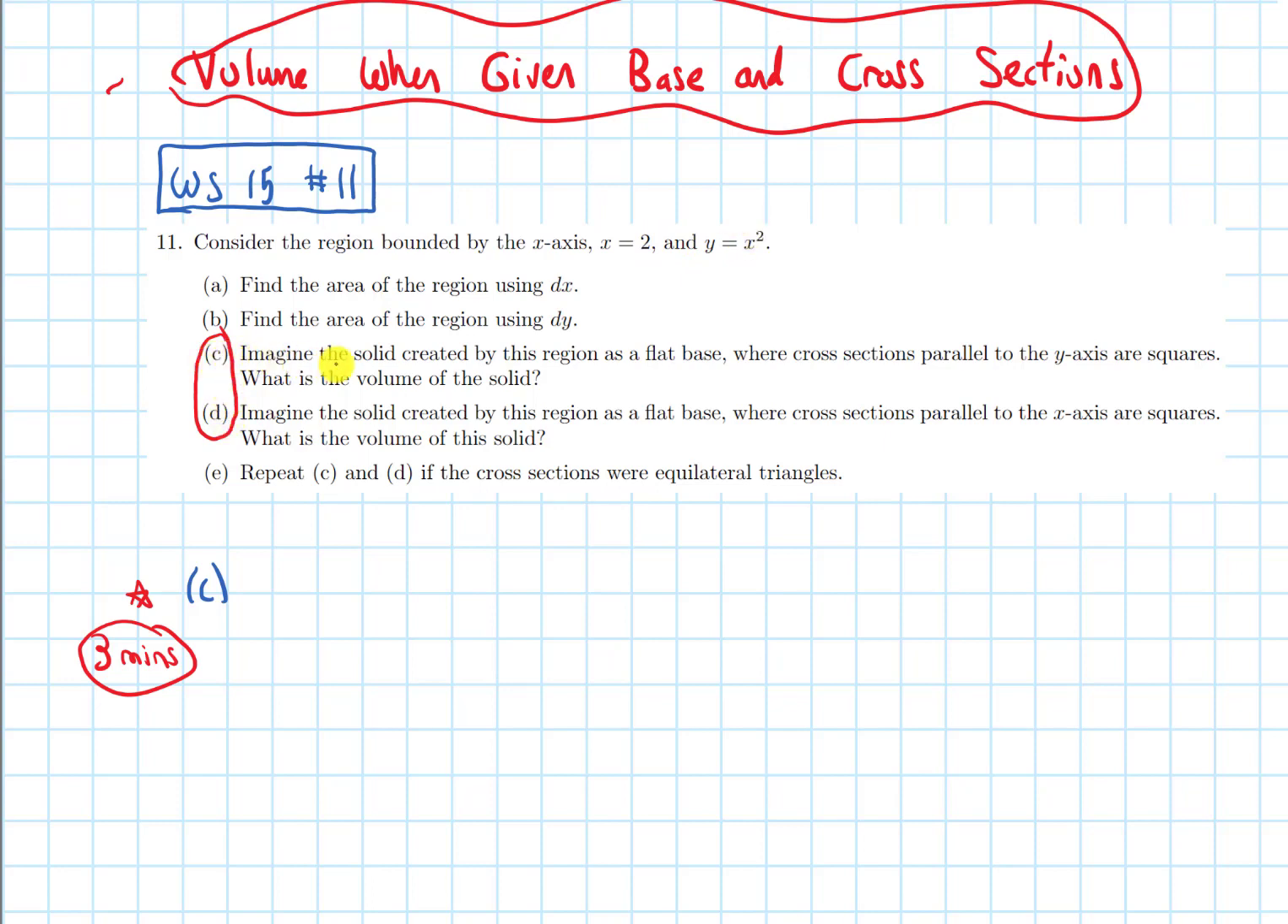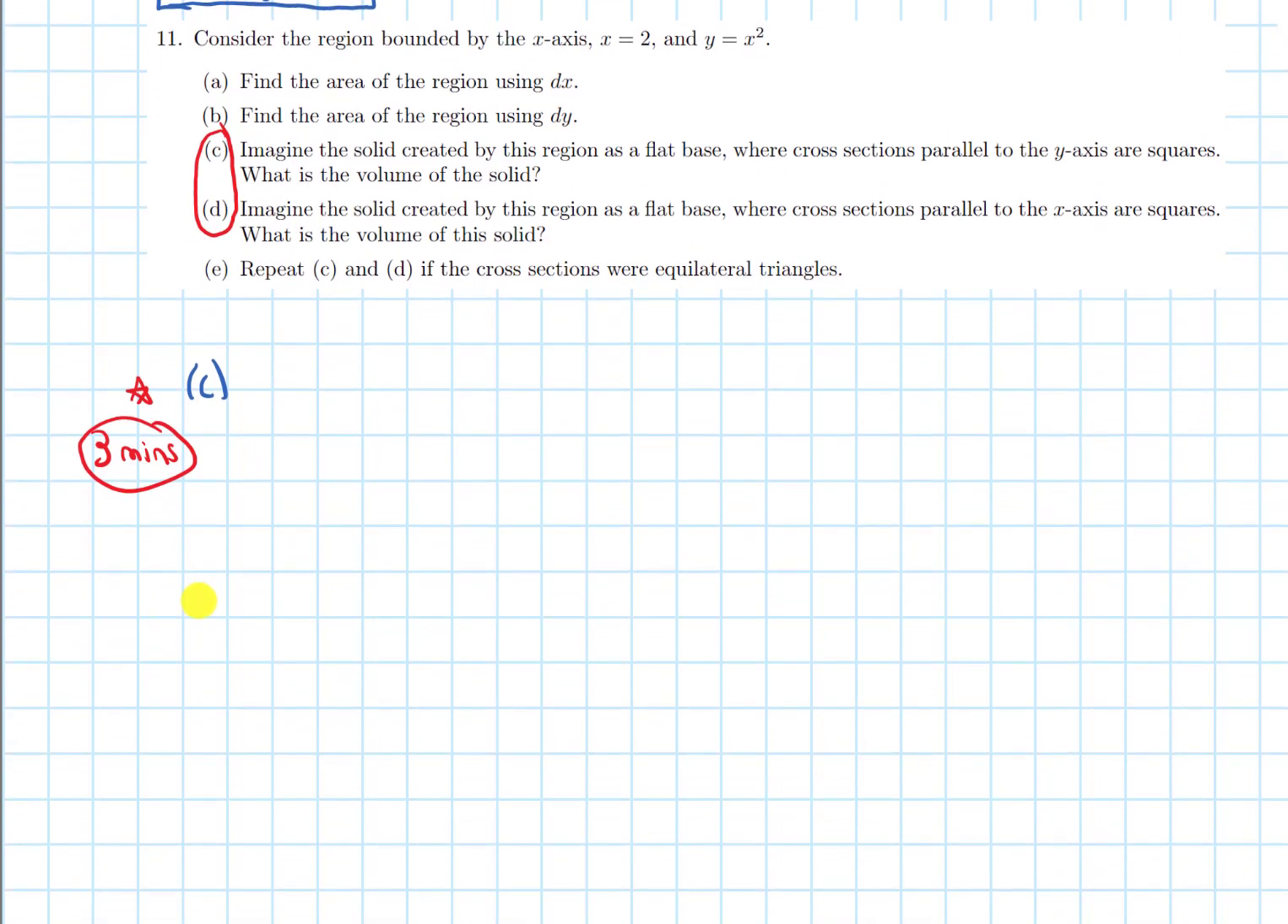C says, imagine the solid created by this region as a flat base, where cross-sections parallel to the y-axis are squares. What is the volume of the solid? And D says something very similar, except the cross-sections are parallel now to the x-axis. Okay, so before I give you a chance to pause it and try it, let's draw a picture of this region.